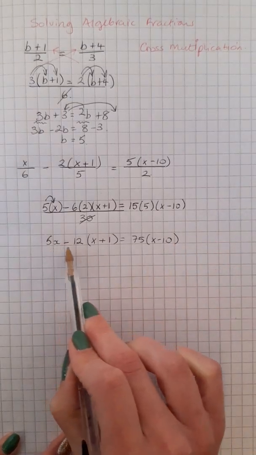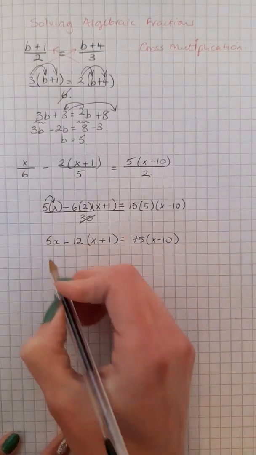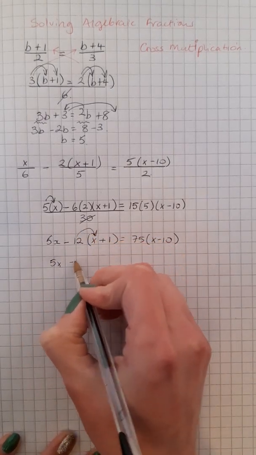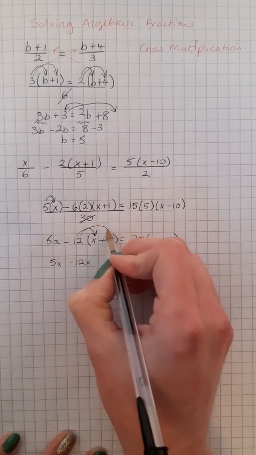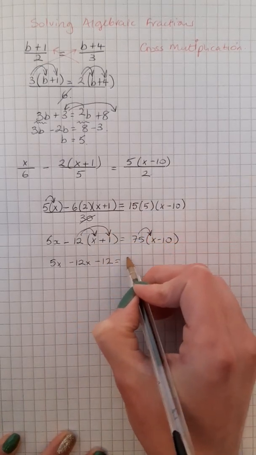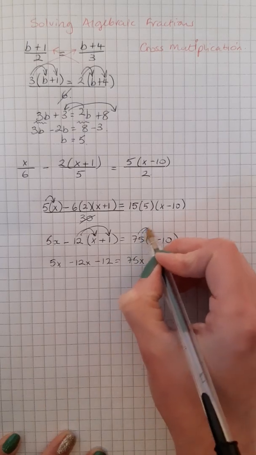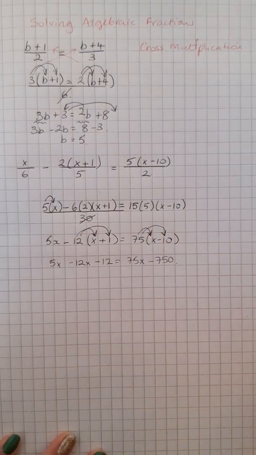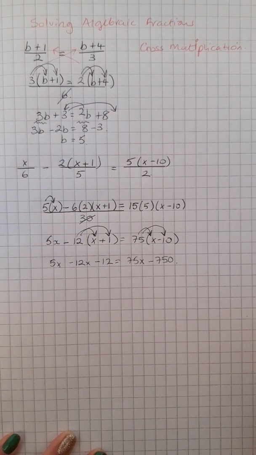Okay, there's still some simplification to go on here, so we're going to keep going. Can't do anything with the 5x. Minus 12 by x is minus 12x. Minus 12 by 1 is minus 12. 75 by x is 75x. 75 by minus 10 is minus 750. Okay. We are getting all of the letters to the left-hand side.